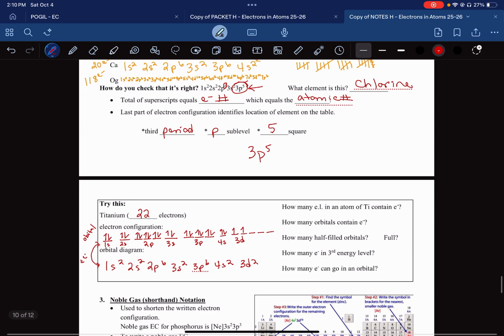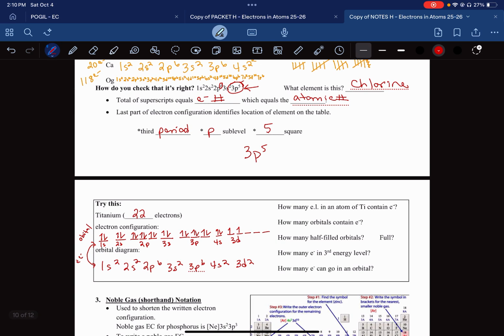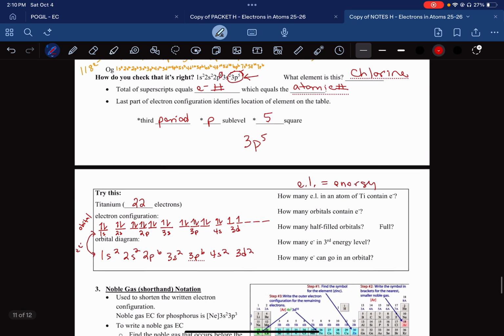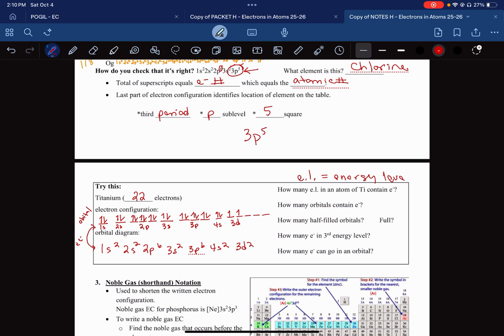Okay. All right, we'll just finish up these last couple questions and then I'm gonna take a break. Okay, how many energy levels? The EL stands for energy levels. I don't know that I've ever seen it written like that. I bet we were just trying to save some space there. Energy level. All right, how many energy levels in an atom of titanium? Okay, so how many of them contain electrons?